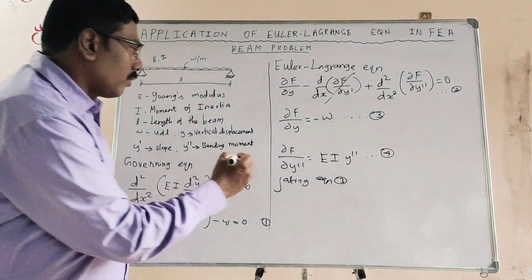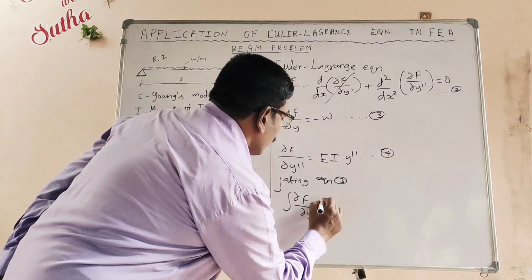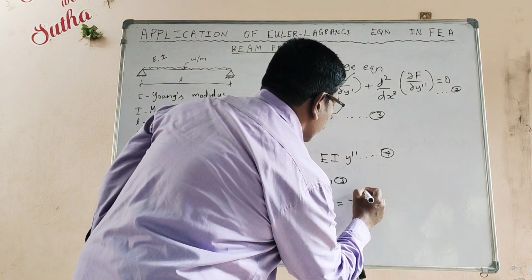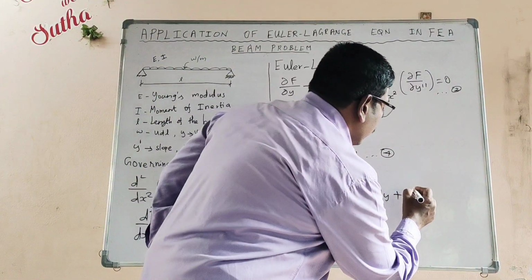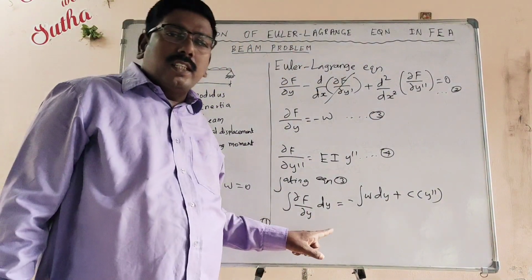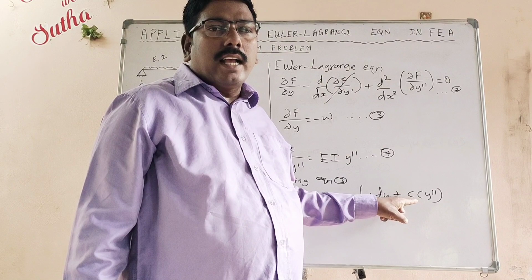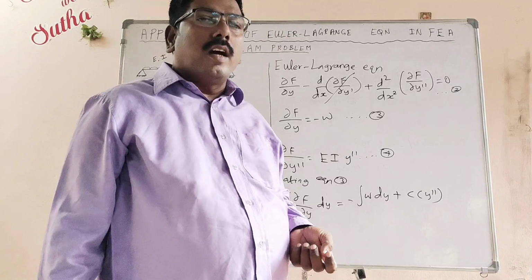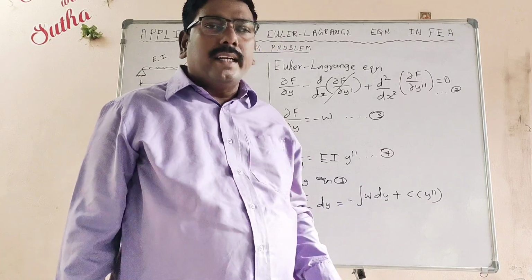we get integral dou f by dou y dy equal to minus integral W dy plus a constant, C of y double dash. Here we are integrating with respect to y. So any function having y double dash as the variable can be treated as an arbitrary constant.